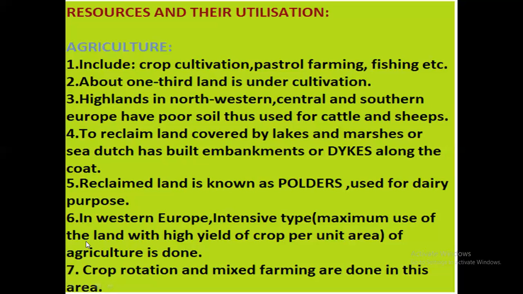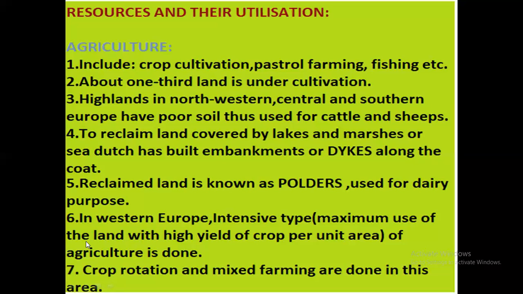So in this slide, we learned about the resources and utilization available in Europe. Talking about agriculture, crop cultivation, pastoral farming, fishing, etc. are practiced. About one-third of the land is under cultivation. Highlands in northwestern, central, and southern Europe have poor soil, thus those places are used for cattle.